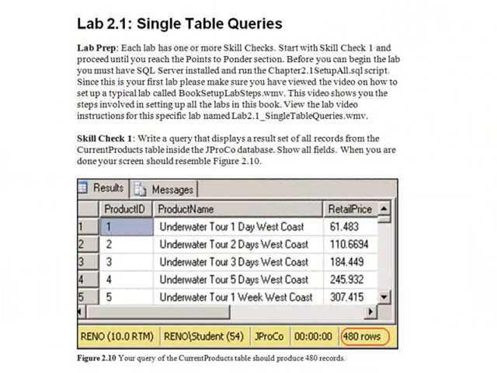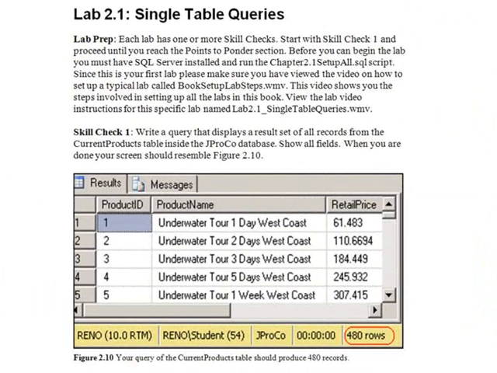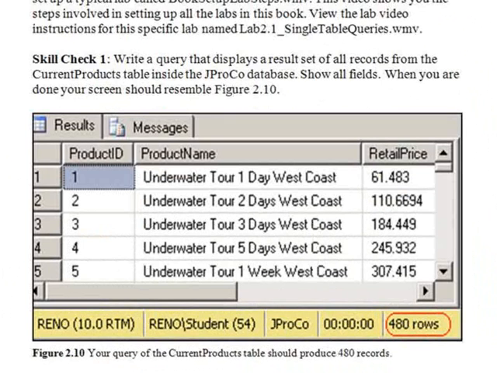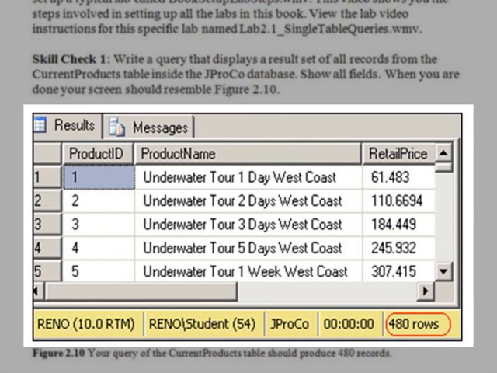Time for Lab 2.1, Skill Check 1. Write a query that displays a result set of all records from the current products table inside the JProCo database. Show all fields and all records. When you're done, your screen should resemble the figure you see here.